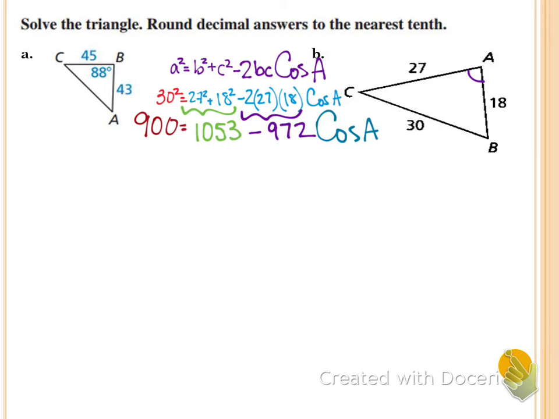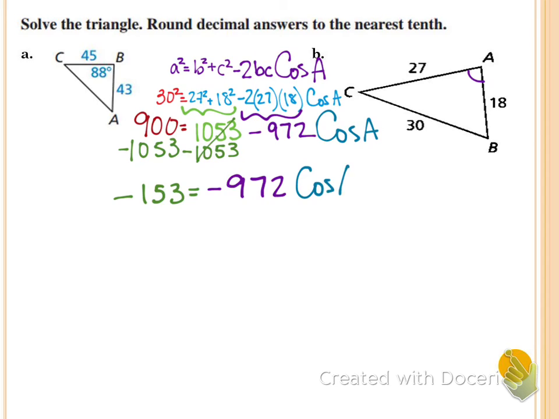What do we do next? Subtract 1,053. We are going to get a negative. Most people, if they get this wrong, this is an important step. So make sure you do get a negative. What is 900 minus 1,053? Negative 153. And then that still equals negative 972 cosine of A. So how do we get cosine of A by itself? Divide.